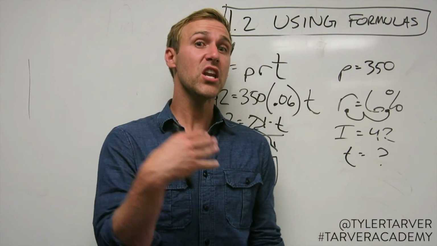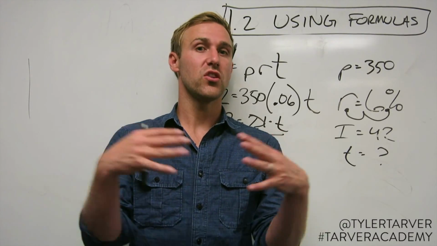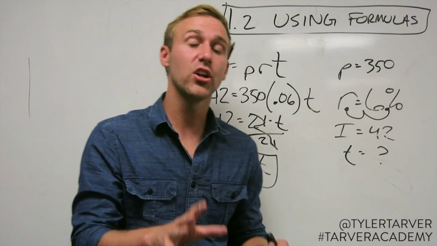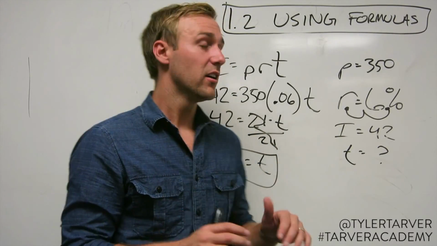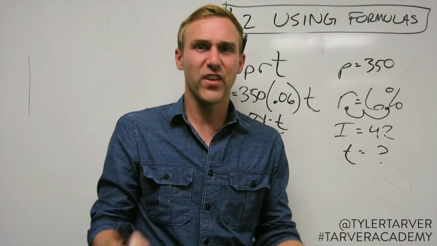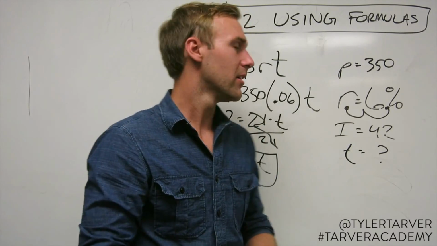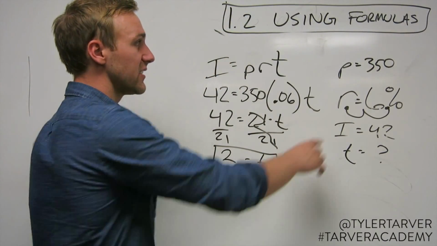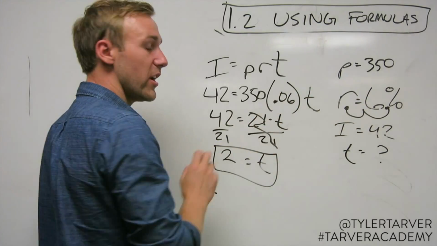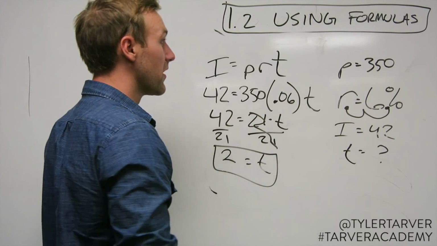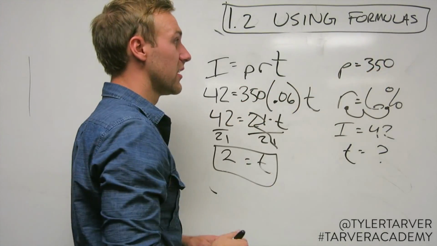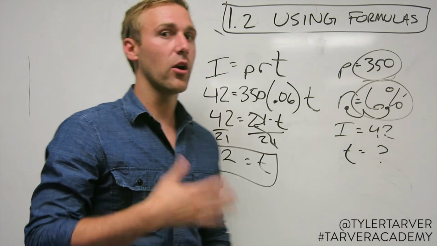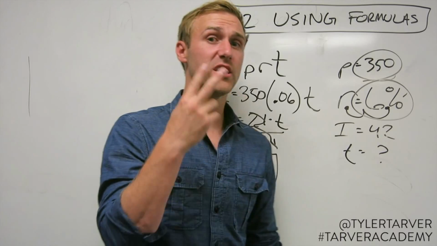So we plugged in what we knew to find what we don't know. A good thing to do when you're working with formulas is sit back, look at your problem, and figure out what you just figured out. So looking at this formula, I know that it's going to take me 2 years. 2 years to do what? Well, it means if I have 350 bucks and I put it in the bank at 6% interest, I want to know how long it's going to take me to earn 42 bucks.